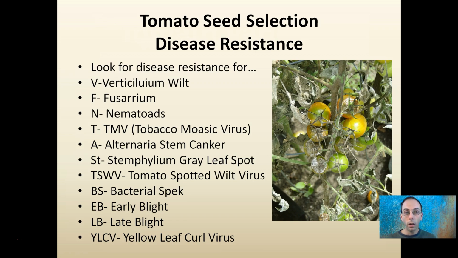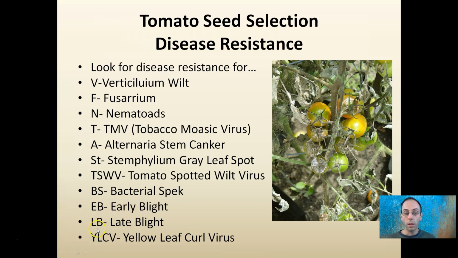Now what I look for in tomato seeds is disease resistance. There's a lot of different catalogs that have a lot of different abbreviations. These are some of the major ones here. The whole point of having increased disease resistance is to reduce the amount of spraying or allow the tomatoes to kind of fend for themselves, especially if you have an area where you have a lot of pressure from something.